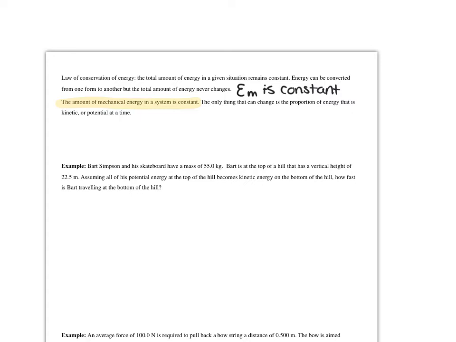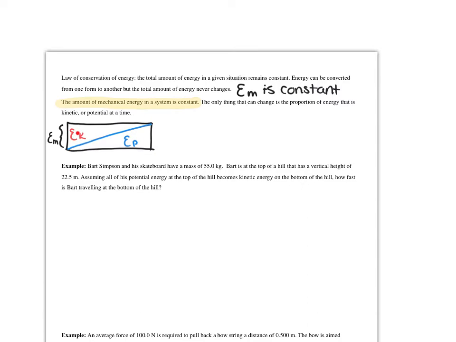So what this means is that in a system, the amount of energy present is always constant. So this could be labeled as EM, the amount of mechanical energy in a system. The only thing that can change is the proportion of that energy that is potential or kinetic. So what this little diagram says is that at any time, if I add up the amount of energy here, the value that is kinetic and the amount that is potential, it will always be the same as the mechanical energy total.